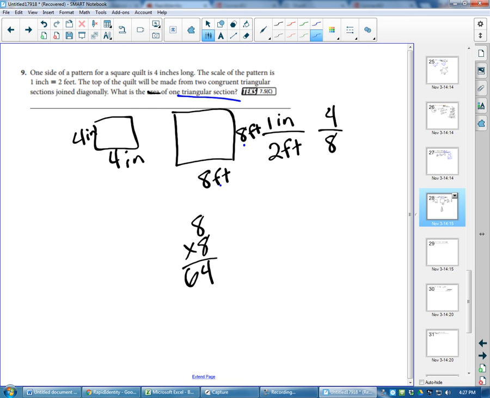It wants one triangle, and it says it's cut into 2 triangles. So 64 divided by 2 will be 32. So 32 square feet. So put the 2. Anytime it's area, square units.